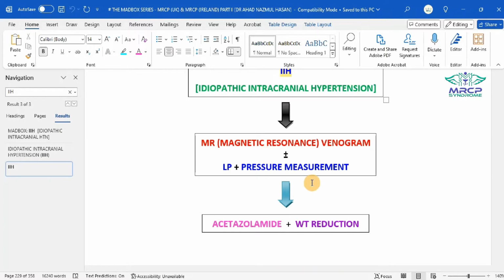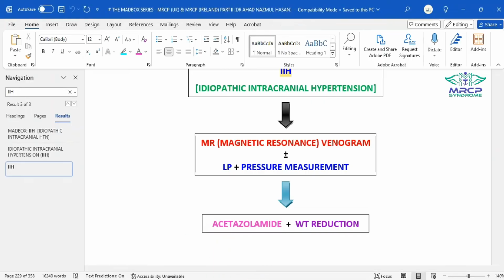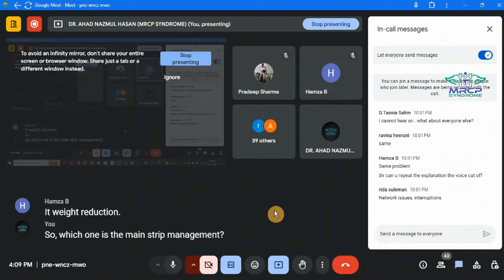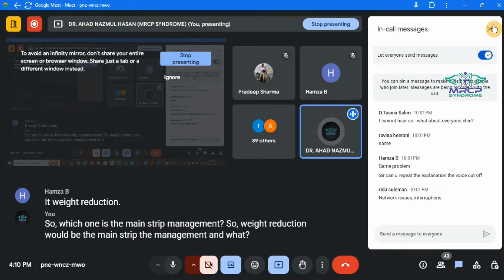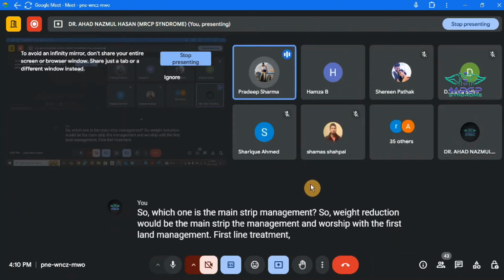And regarding management, we can go for weight reduction as well as acetazolamide. So which one is the first line management? Which one is the mainstay of the management with respect to idiopathic intracranial hypertension? Weight reduction would be the mainstay of the management. And what should be the first line treatment? Acetazolamide.